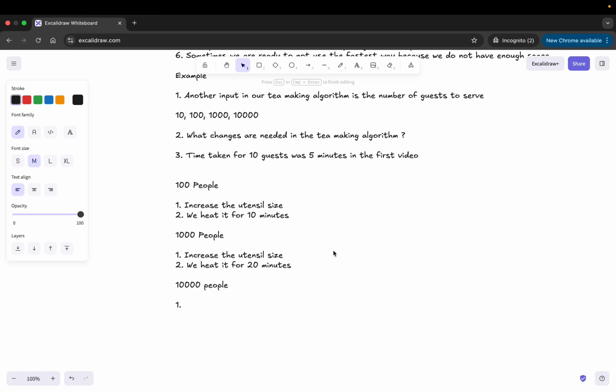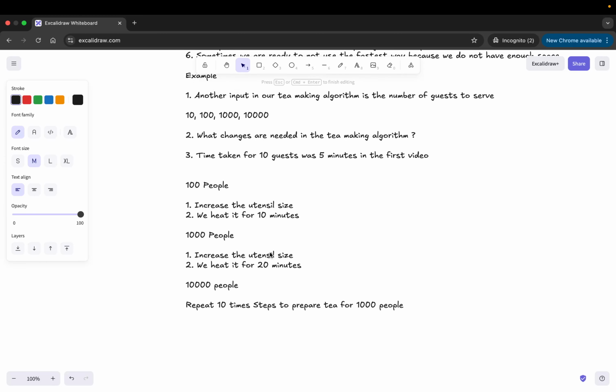Suppose in the world the maximum utensil size you get is a utensil which is enough to prepare for 1,000 people. Maybe in the future we will have a utensil which can prepare tea for 10,000 people at the same time. But right now in the physical world that we live in, it's not possible. So you can't increase the utensil size. In this case, repeat the steps 10 times to prepare tea for 1,000 people.